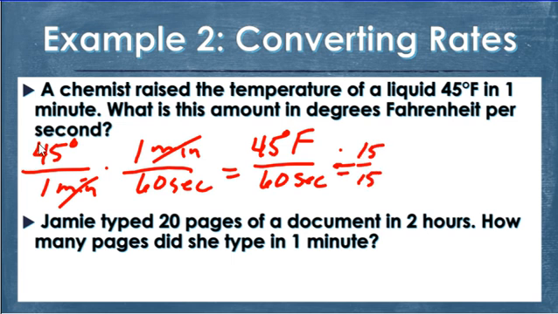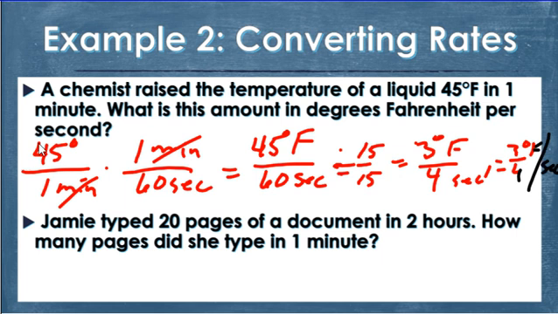45 divided by 15 would give us 3 degrees Fahrenheit over 60 divided by 15 would give us 4. So this would be 3 degrees over 4 seconds. If you were to write that another way, that would be 3/4 degrees Fahrenheit per second. So we can write this one as 3/4 degrees Fahrenheit per second.